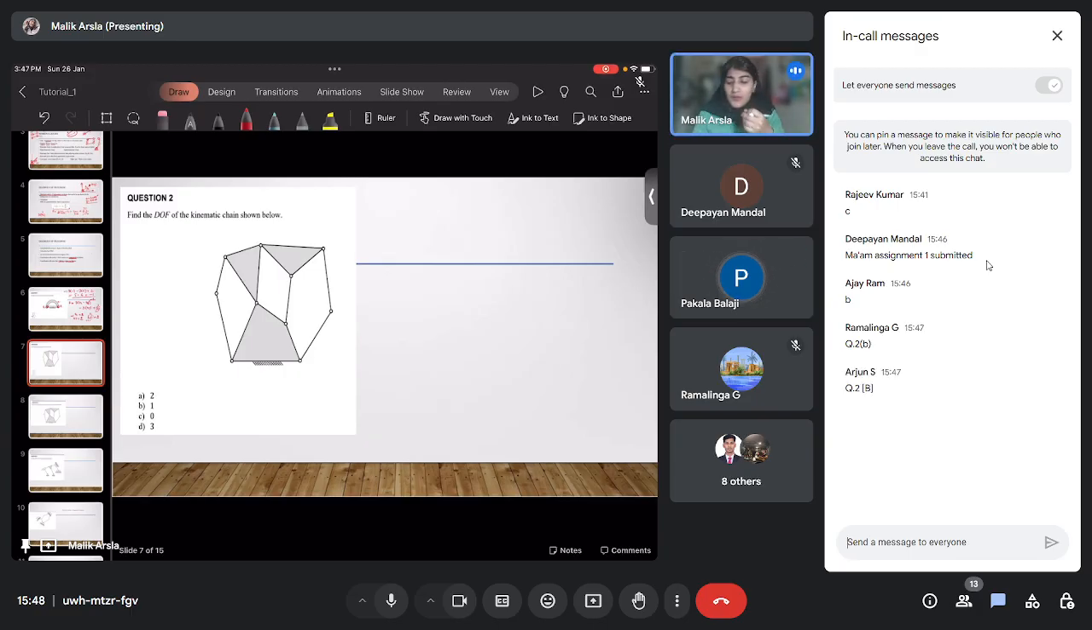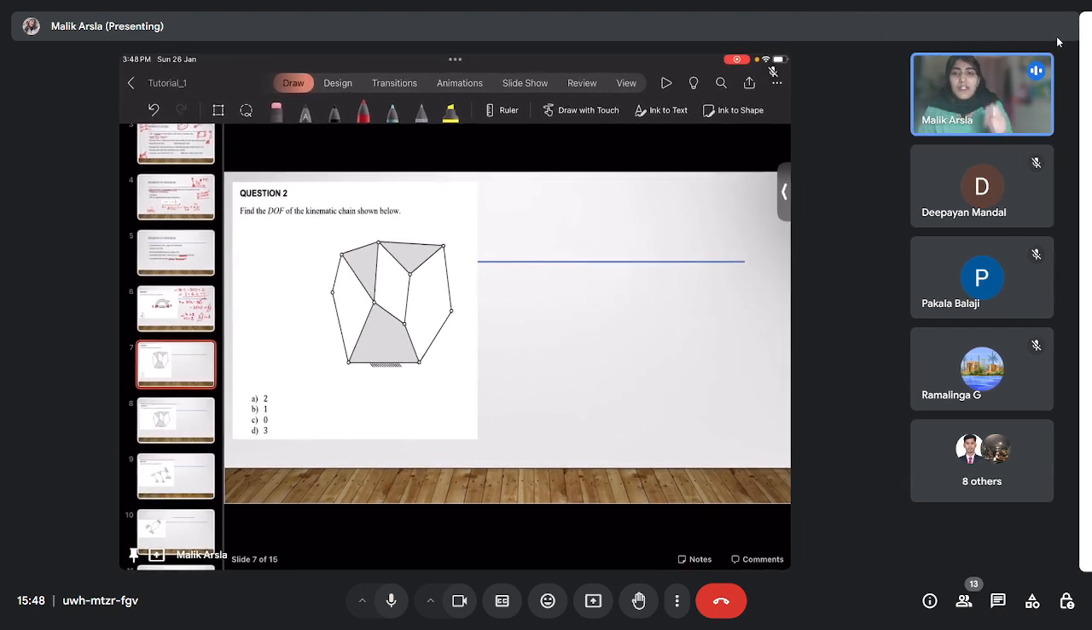Okay, so how many of you have gotten the answer? I can see only two people have done it till now. Not two, three: Ajay, Ram, and Arjun. Anyone else? Others are trying. So yes, B is the correct answer. It is a relatively simple problem.